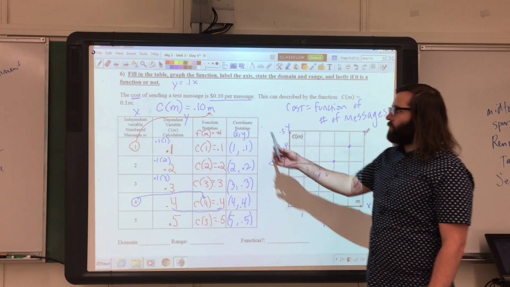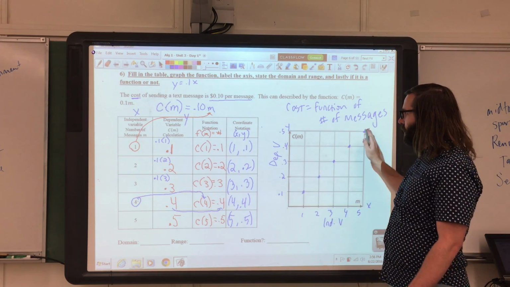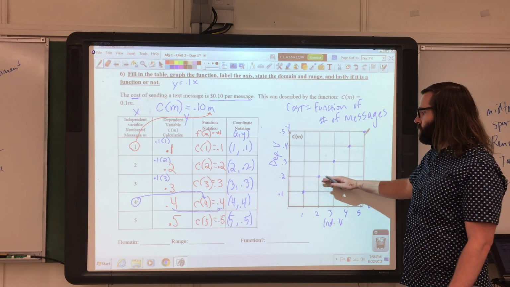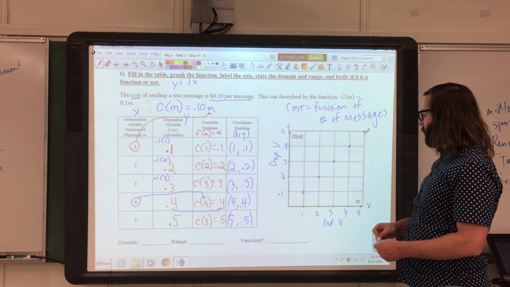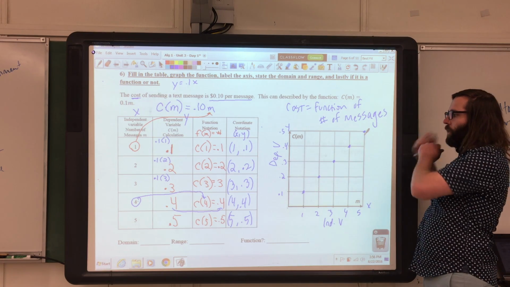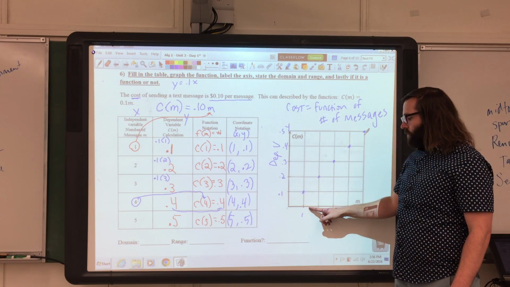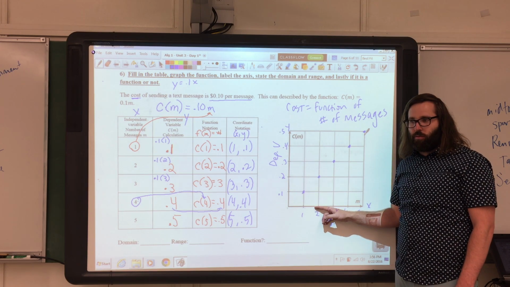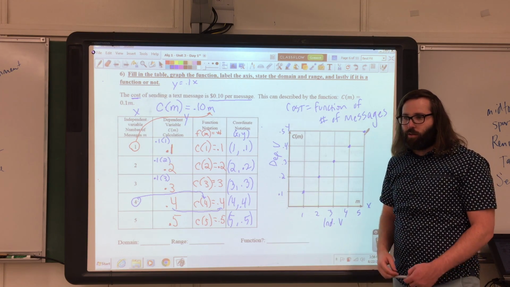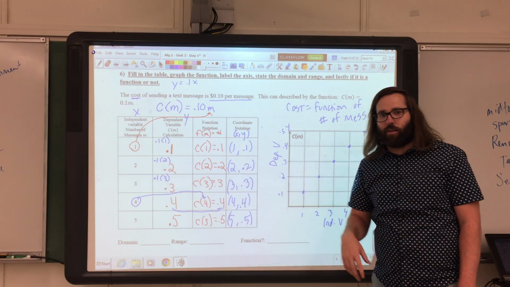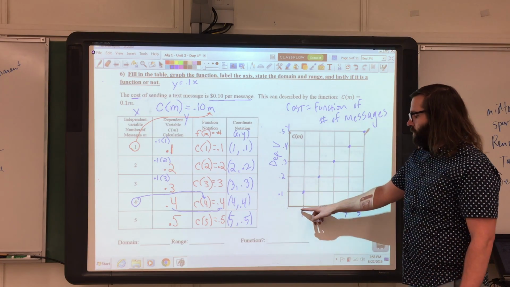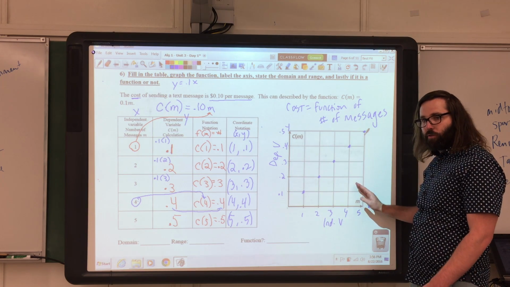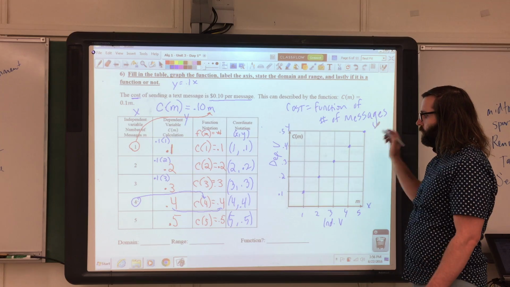Now since this is a function, it's not just these points that are possible. This could go on for 6, 7, 8, 9, 10, and so on. Can you send half messages, like 1.5 messages? You can't send half a text message. It doesn't count if you send it but it's not delivered. That still counts. So you can't have anything in between here. There's no line here, it's just the points.